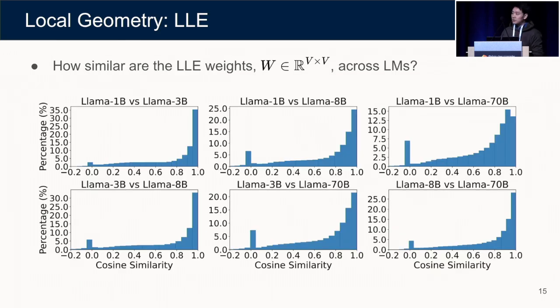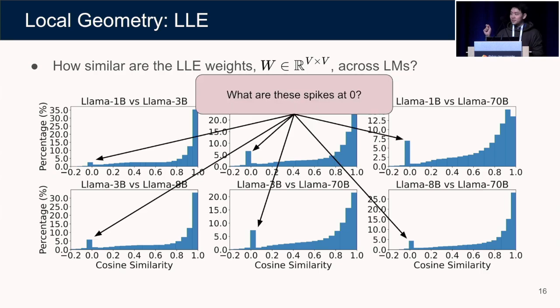And so here are the results where each subplot is comparing 2 models. And on the x-axis we have cosine similarity scores of the LLE weights, the W vectors, and on the y-axis is the percentage of tokens with a certain cosine similarity score in terms of LLE weights. And you can observe that most of the density lies above, say, 0.9, indicating that most of these tokens have very similar local structure. What's interesting here is that you can see these spikes at 0. And so what's the deal here?